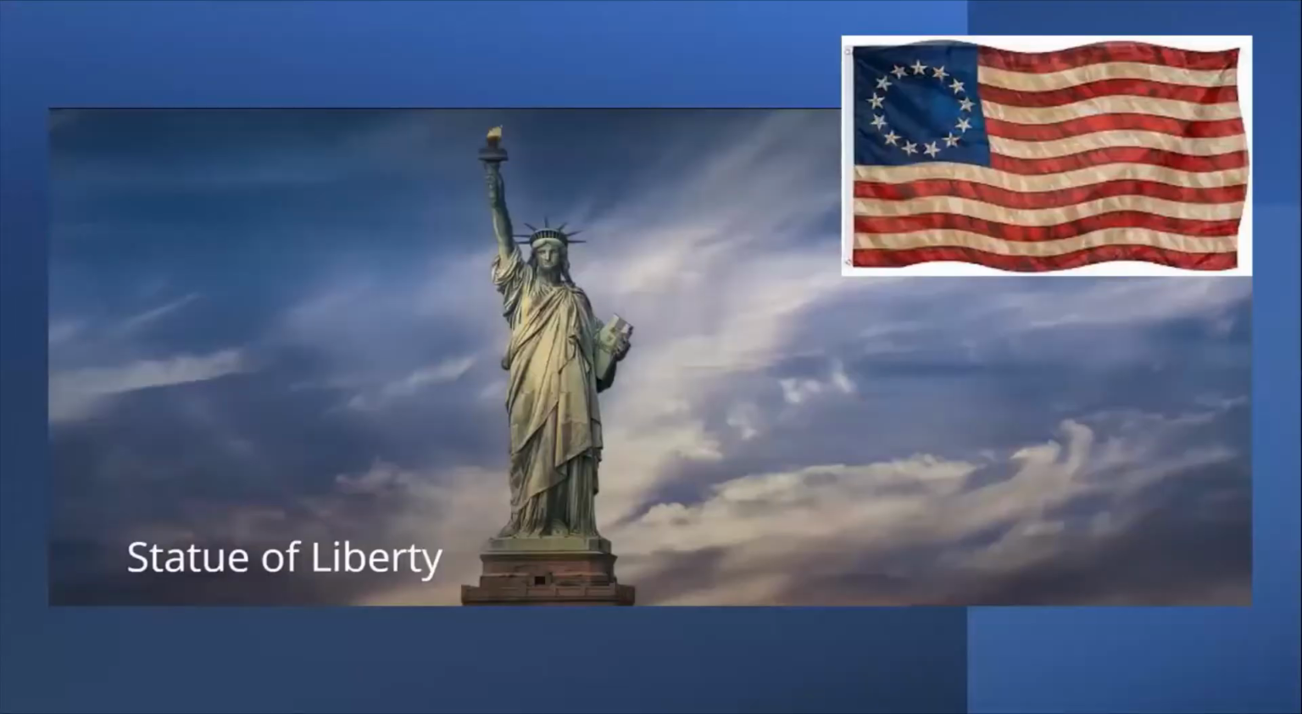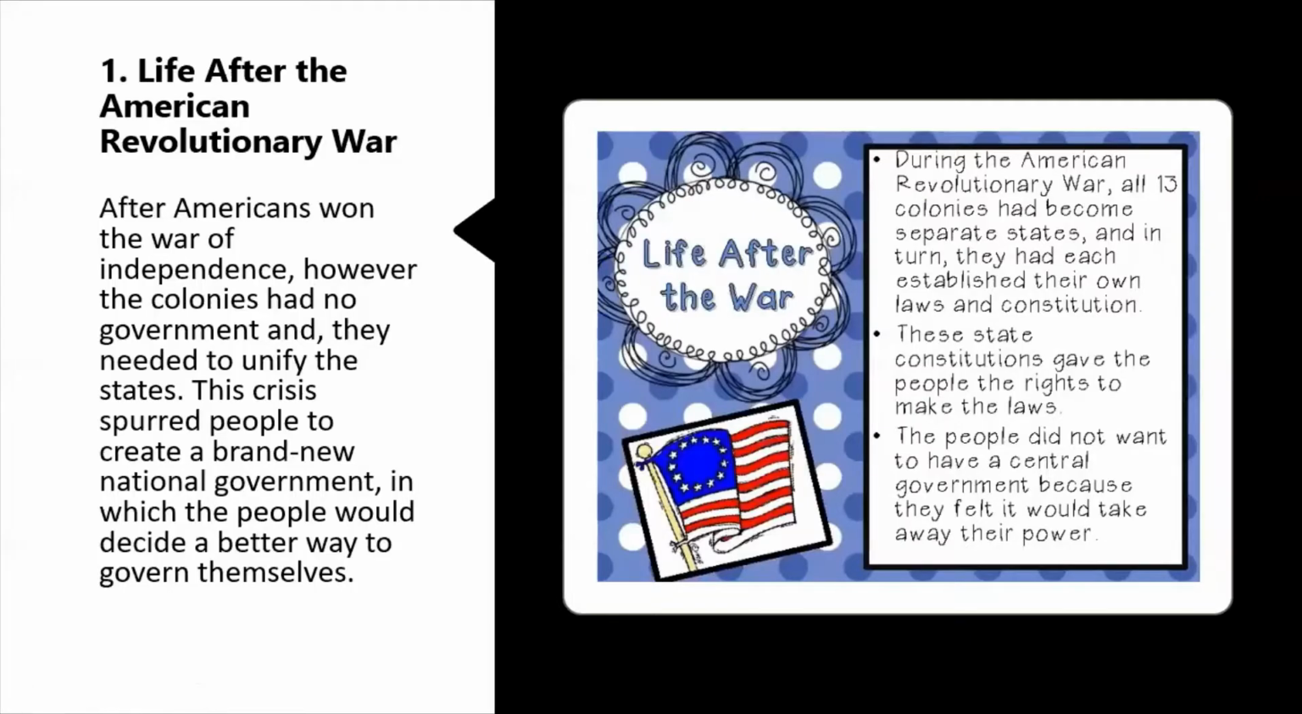The war between Americans and British ended in 1781. Later in 1787, the US Constitution was written and signed. 13 colonies became the United States of America. Let's learn how this occurred. Life after the American Revolutionary War.